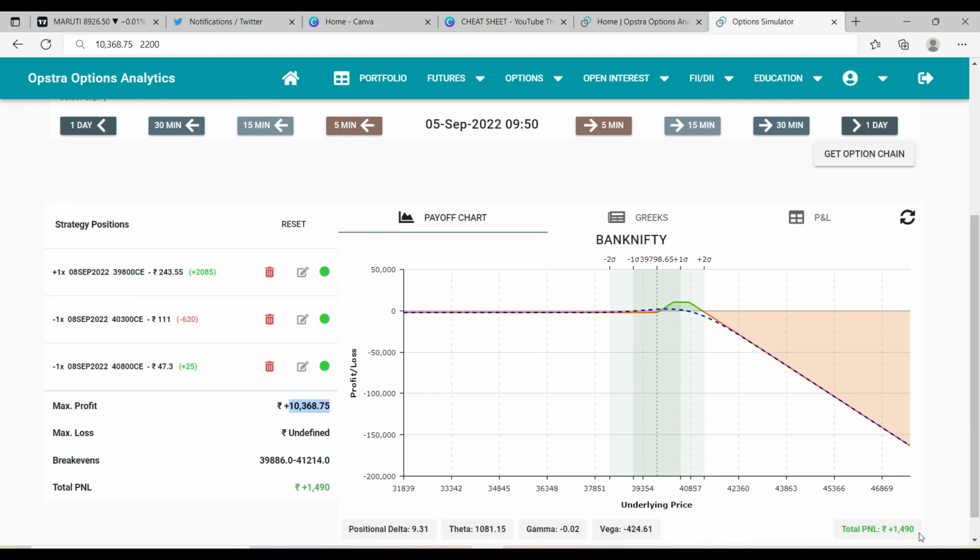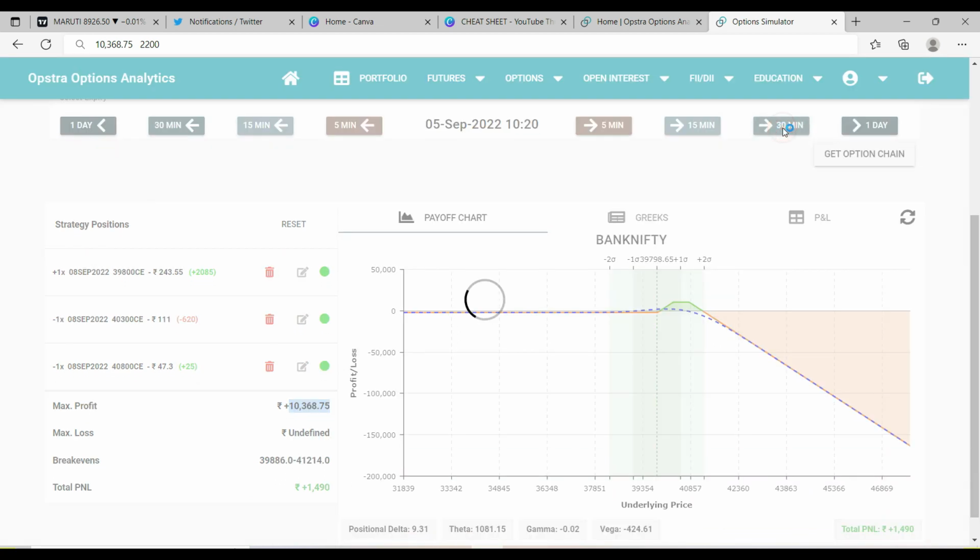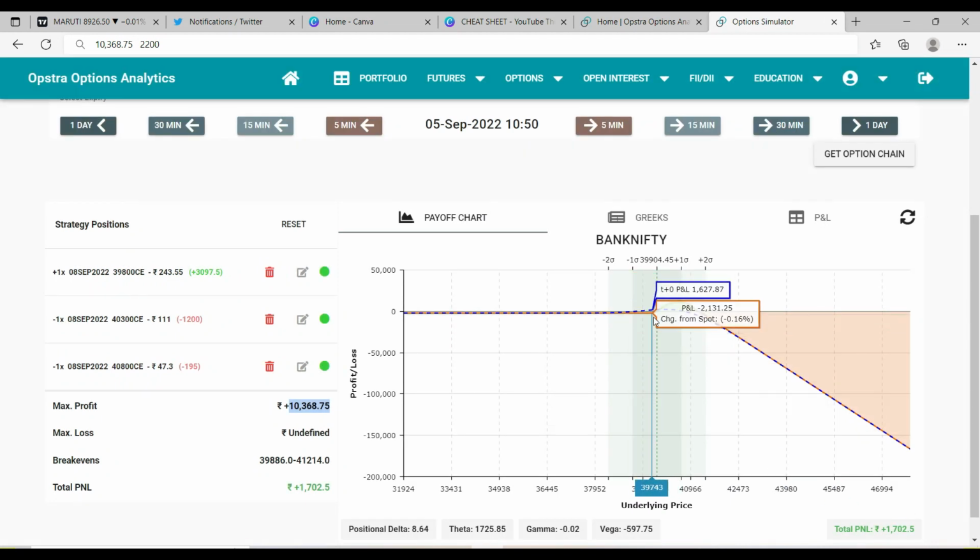Okay, so still we are at profit, right? Still we are at profit. See, slowly the market is standing at almost 39,900, 39,800. So this has become in the money. Our buy has become in the money. If you want, you can do the adjustment, but I'll not do the adjustments because my threat is on the upper side.